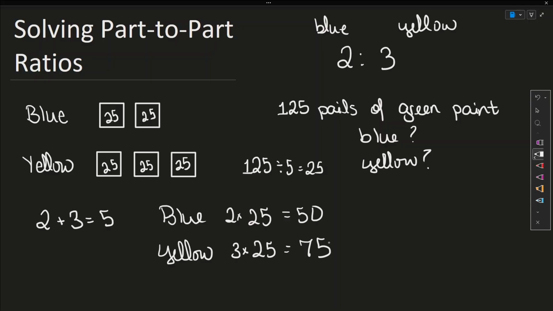Let's summarize what we did. If we know the blue amount, divide by 2 to find one part. If we know the yellow amount, divide by 3 to find one part. And if we know the total amount, we divide it by 5 to find one part. Then multiply by the number of parts needed. You are doing excellent work. The strip diagram gives us a reliable way to solve without guessing.